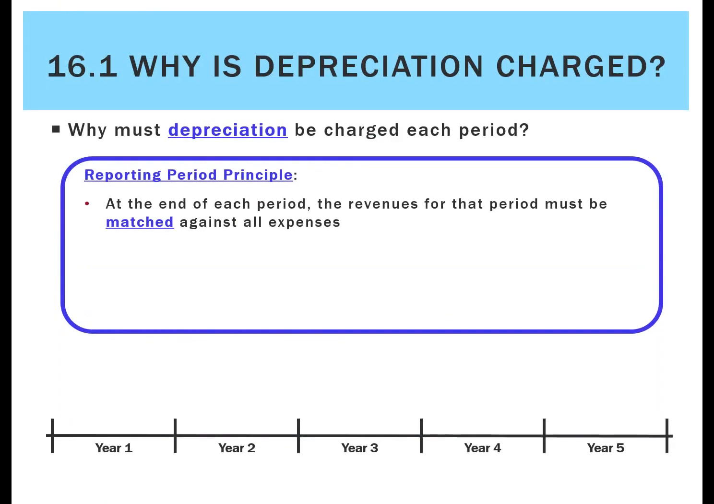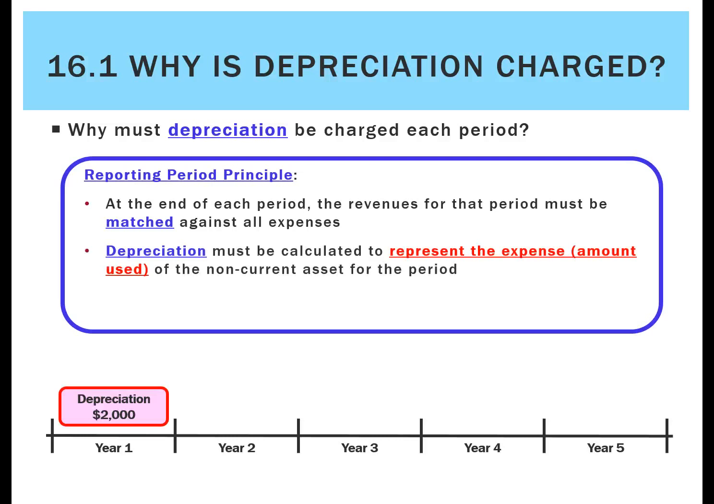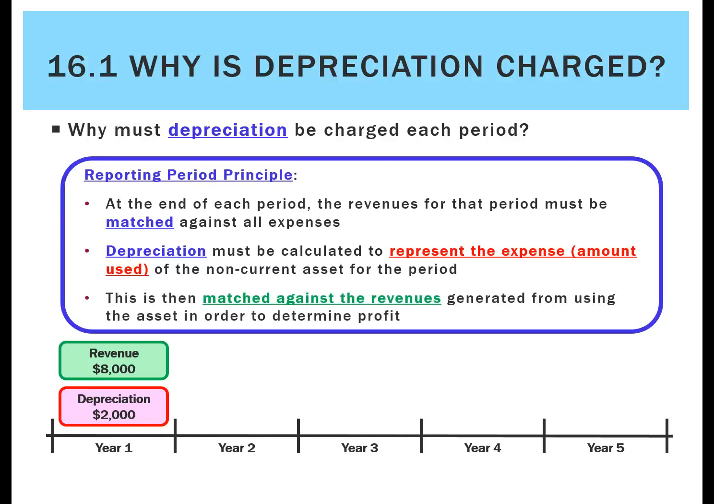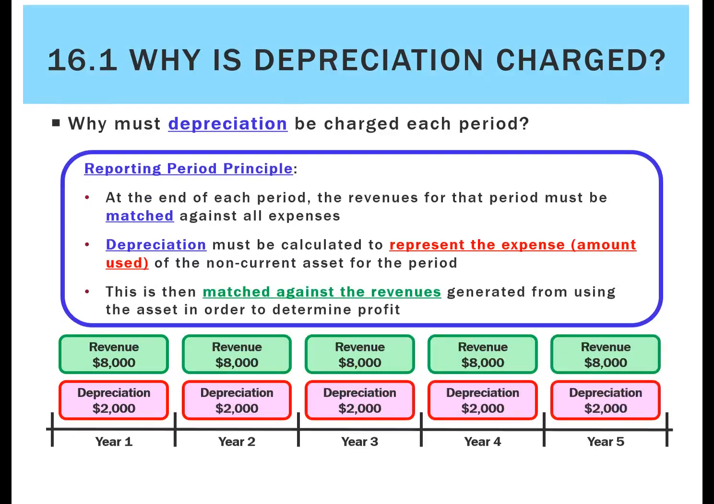So just looking at the theory that tells us to do this, one is called the reporting period principle. That says at the end of the period we've got to match all our revenues with our expenses. So depreciation represents the expense part. So each year we're representing the amount that's been consumed or used up, and we're going to match that with our revenues each year. So matching revenues and expenses.